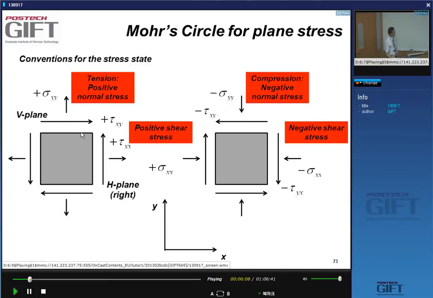So if you look at this little cube here seen on its side, we first of all define 2 planes. We define this right plane here. We always call that the H plane, H for horizontal because the normal forces are horizontal, and this plane here on top we call the V plane. Yes, V plane.